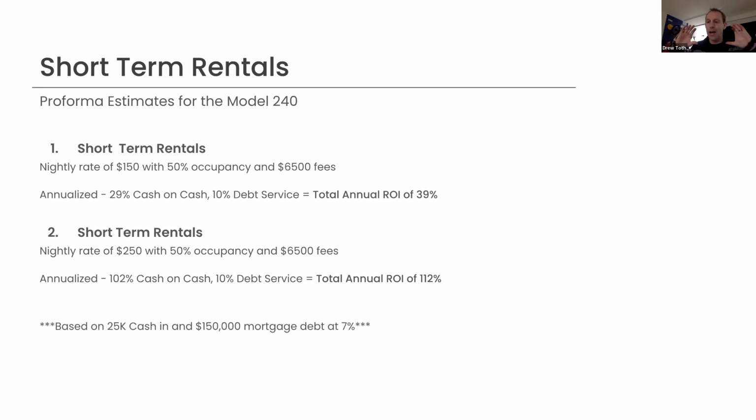And again, I ran these numbers based on $25,000 cash in and debt servicing on $150,000 at a 7% interest rate. Okay. Next slide. I'm going to now talk.